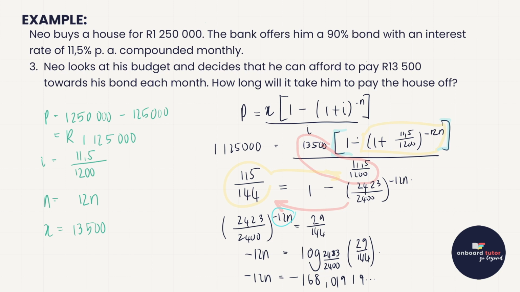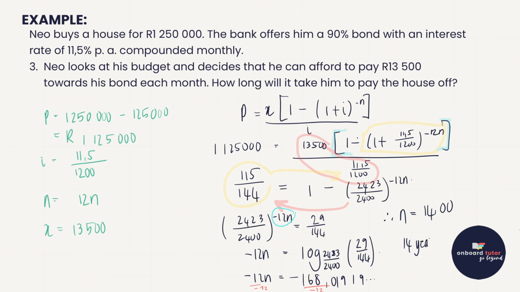We need to divide both sides now by minus 12. Divide by minus 12. And that's now going to give us a final answer here of n is equal to, let's see, divided by minus 12. On my calculator, I get 14.00, so I think it's safe enough to say that is 14 years.